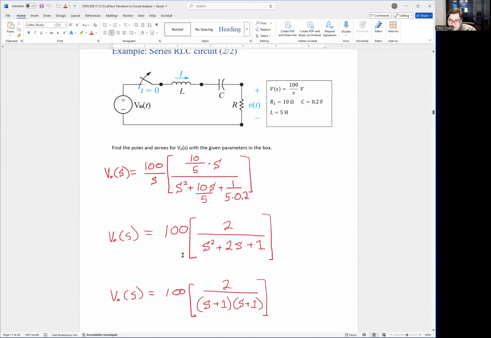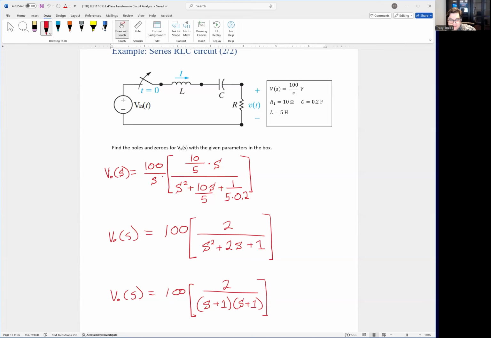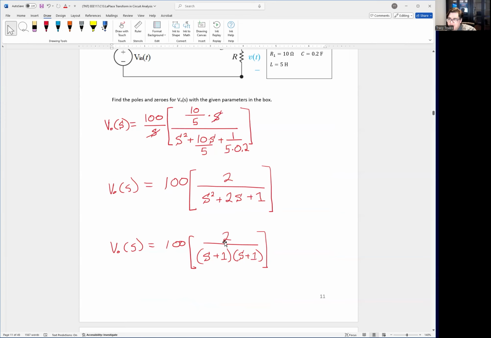Now, this is a quadratic form. We could find roots pretty easily. It's going to be 100 times 2 divided by S plus 1, S plus 1, right? I actually made a mistake real quick. I didn't carry this S over, did I? Oh, no, no. The S got canceled here and here, right? This got canceled, that got canceled. Okay. Sorry, I'm going to confuse myself. Yeah, so this obviously looks a lot nicer, right?